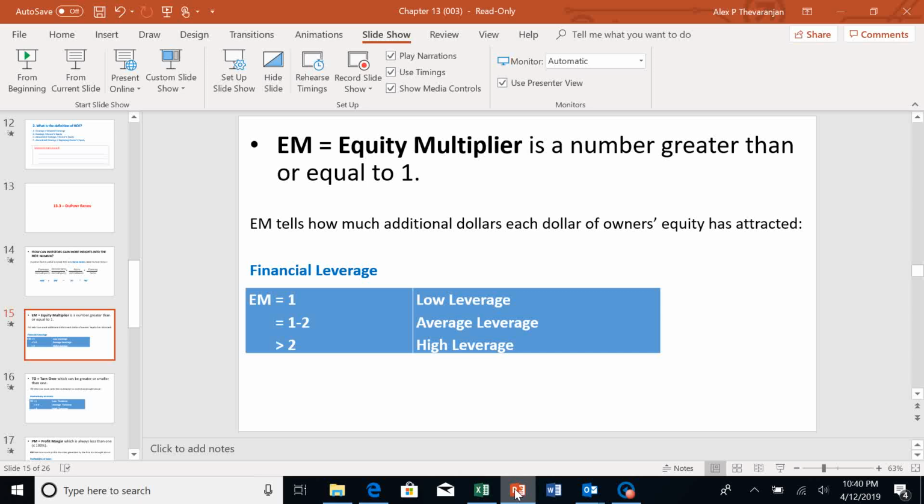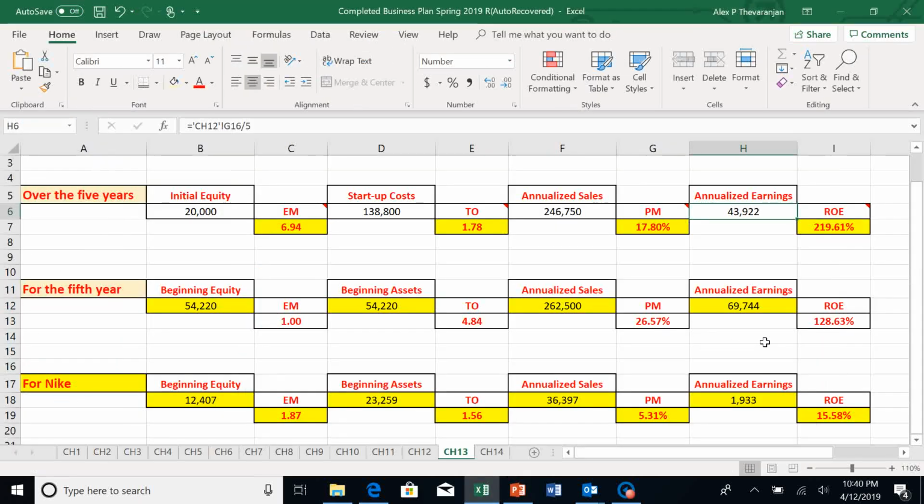So in our case, when we come to year 5, you see that's kind of average leverage. But whereas if we did this for the 5 years, right, our startup cost was 138,800, but we put only 20,000. So this financial leverage or equity multiplier is very high. That's one reason the ROE over the 5 years is very high.